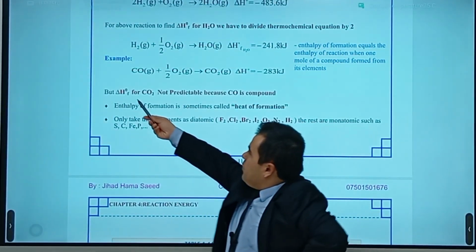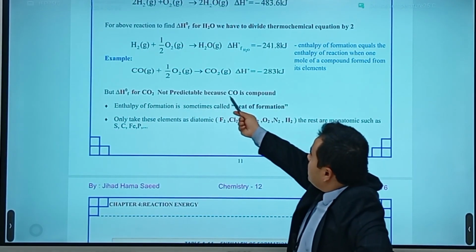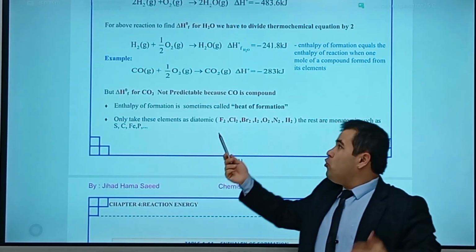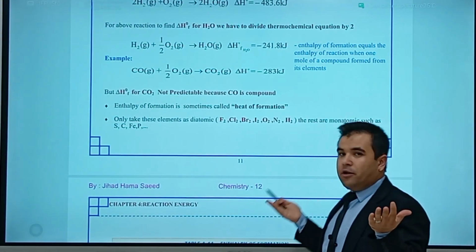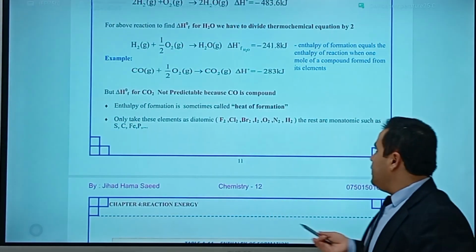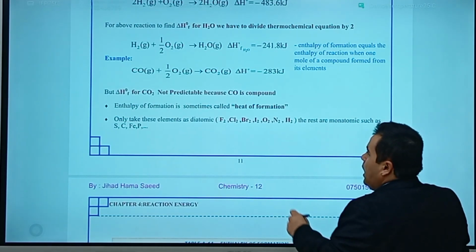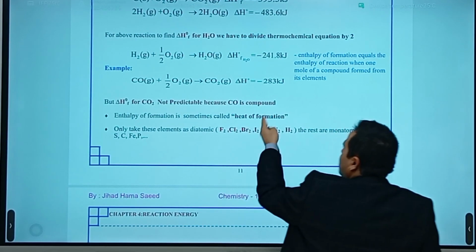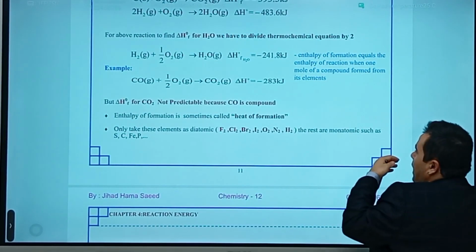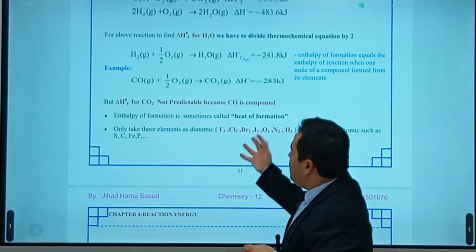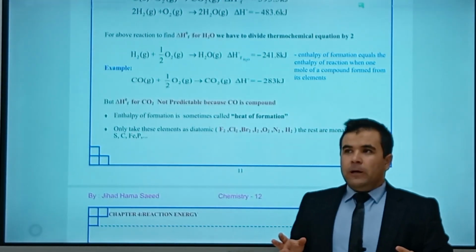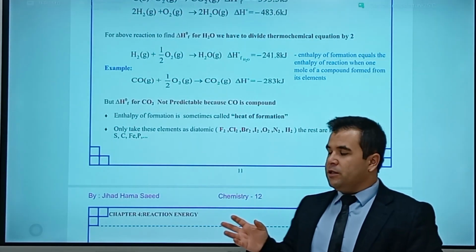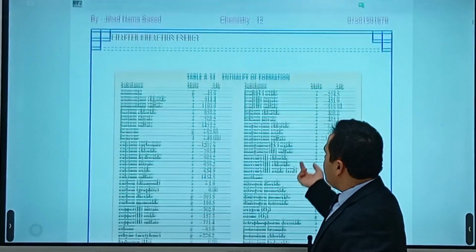So as you can see, the enthalpy of formation for CO2 is not predictable because CO2 is a compound. Enthalpy of formation is sometimes called the heat of formation, just as the enthalpy of reaction is called the heat of reaction. The elements, guys, like the diatomics F2, Cl2, Br2, I2, O2, N2, H2, these elements along with the other elements have an enthalpy of formation of 0. We'll be talking about stability in detail, but they have an enthalpy of formation of 0.